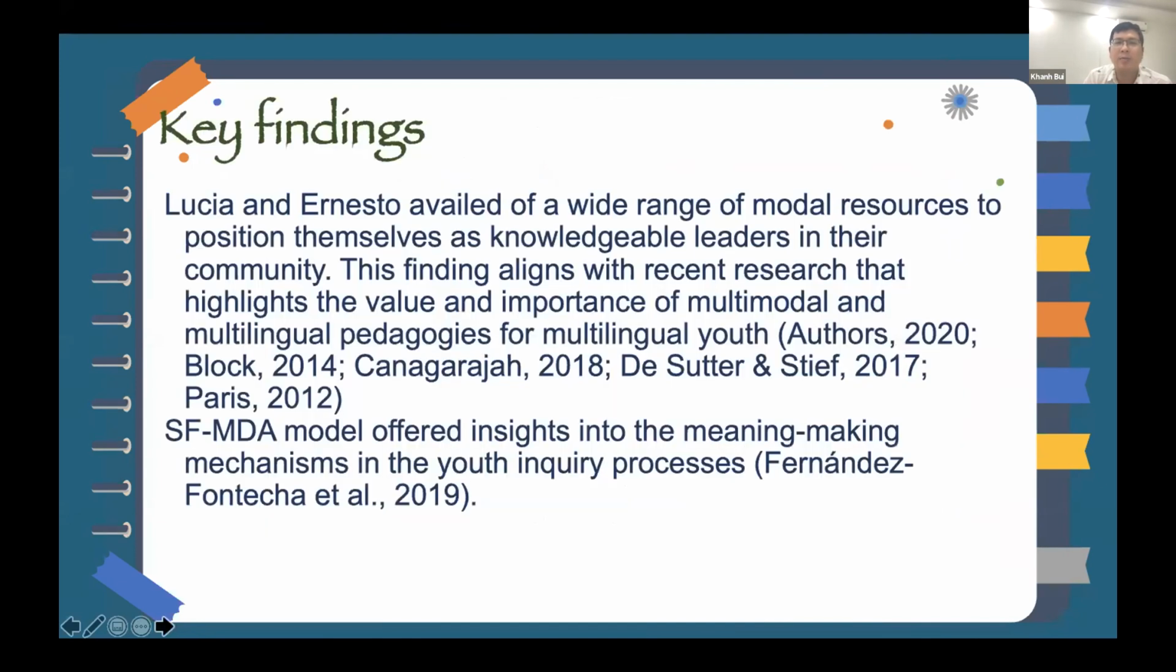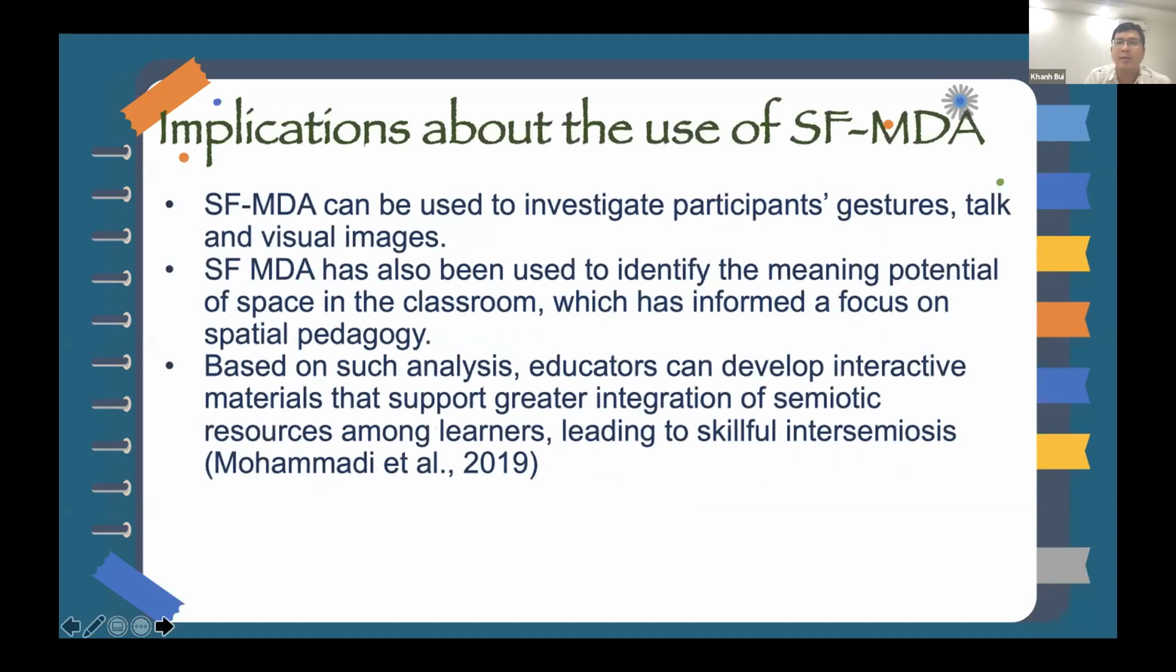So what can we learn from SFMDA? SFMDA can be used to investigate participant gestures and also visual images. It can be used to identify the meaning potential of space in the classroom as well. As you can see in the second example, we learned about the space to see how the student can communicate with the group of people. And from this study, we developed interactive materials that can support greater interaction of semiotic resources among the learners.